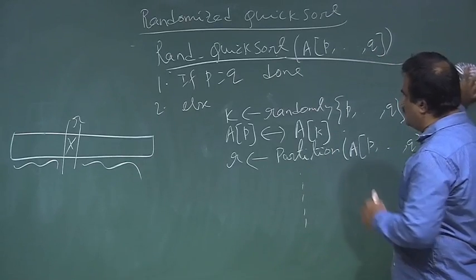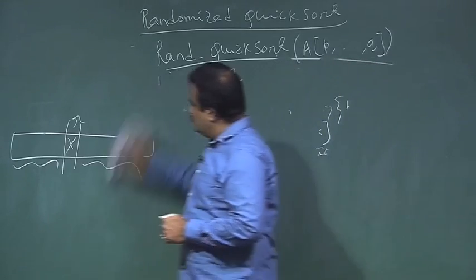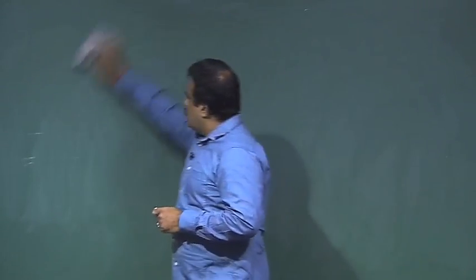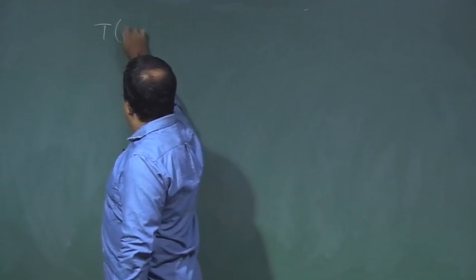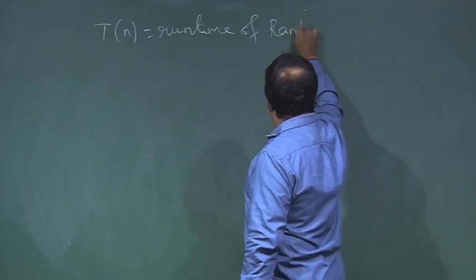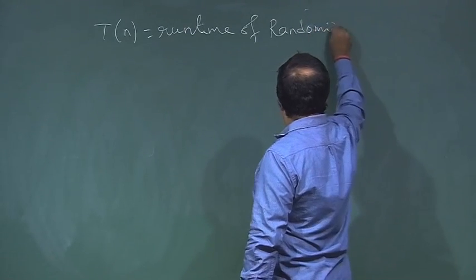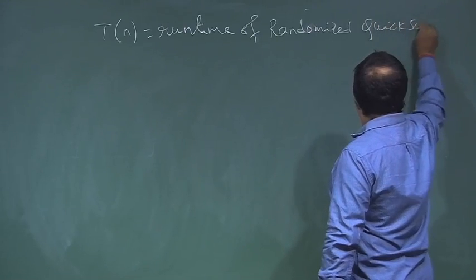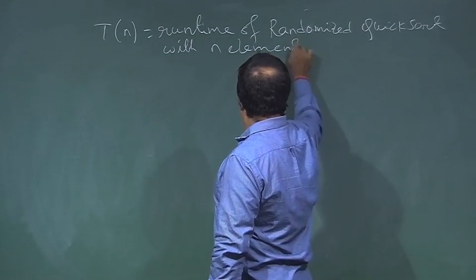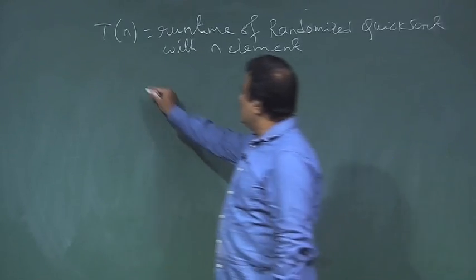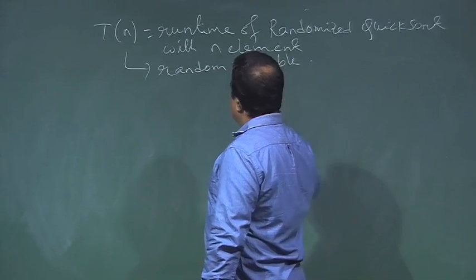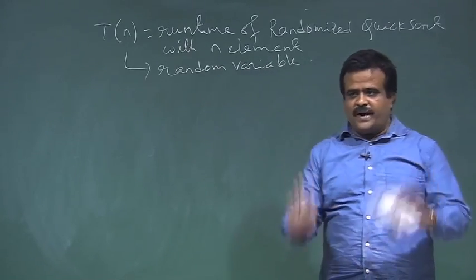Now we want to analyze this code: what is its run time? To analyze this we need to take help of random variables, so some probability will come in. What is the time complexity? We denote T(n) as the run time of randomized quicksort with n elements. Then T(n) is a random variable, because T(n) will depend on the input pattern. That is why it is a random variable.